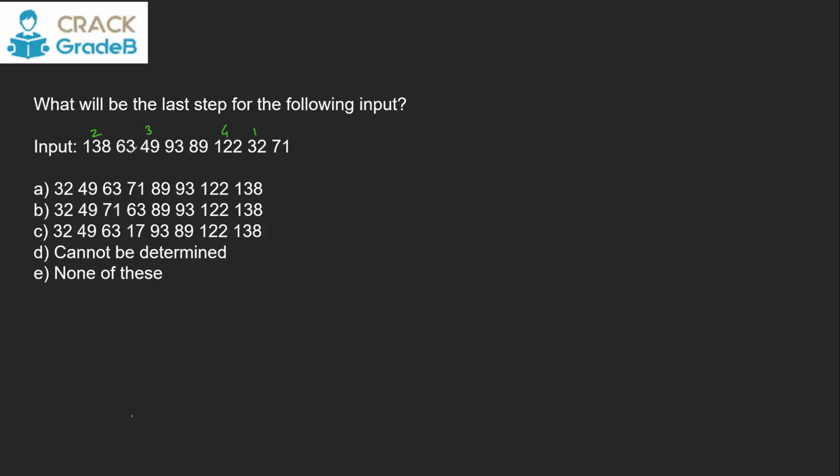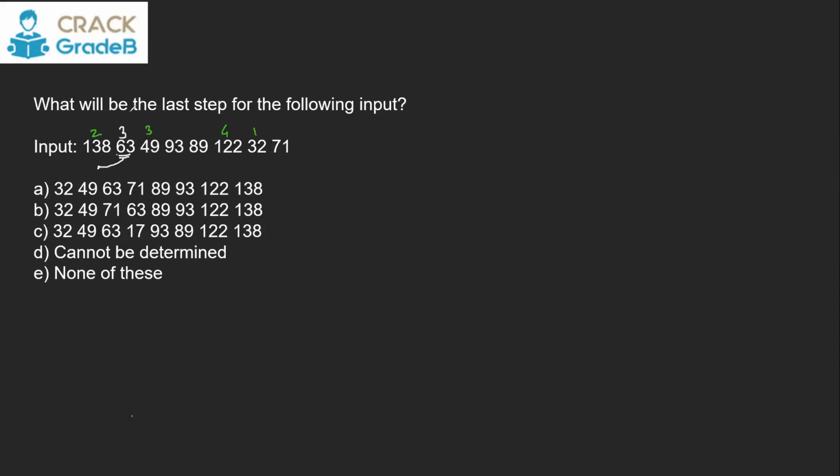See, whatever is on the left side of 63 has a number written over it. That means that has already gone to its place. So that makes 63 the first number in the series now. So it is already there where it belongs. Okay, so that means it does not require any extra step. So that will also be the third step.